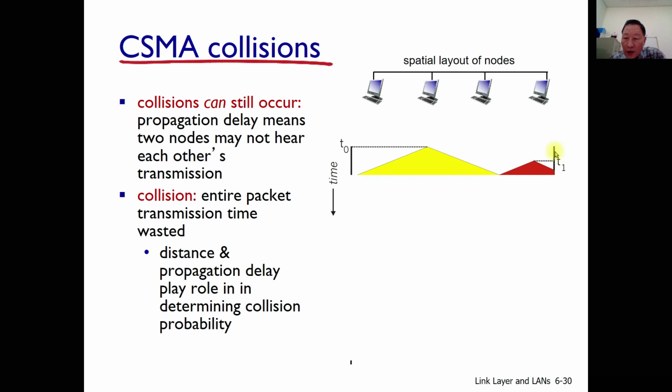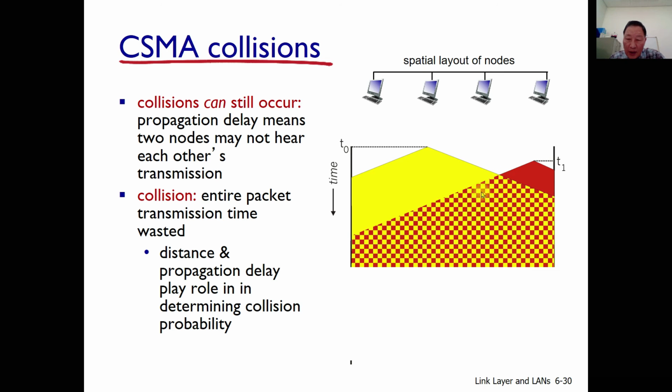They assume no one is sending, but later the electrical signal needs some time to reach them because of the propagation delay, and they will collide with each other. Collisions can still occur. Propagation delay means 2 nodes may not hear each other's transmission, as we observed here. Then the signals collide.